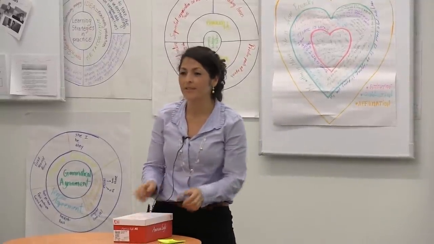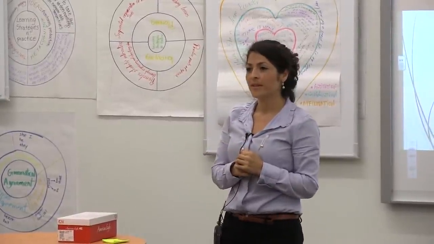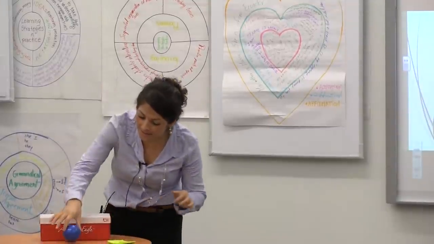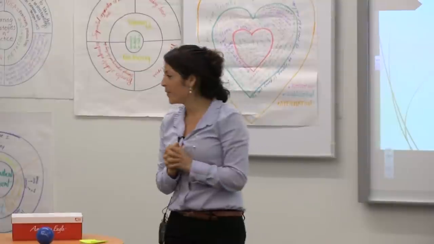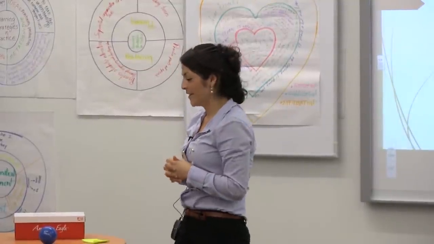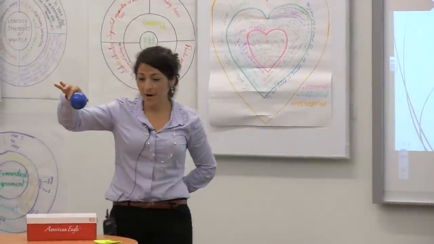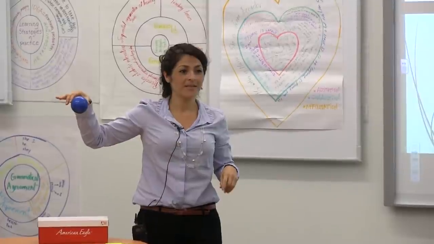Okay, the ball is in the box. Anita, can you tell me where is the ball? The ball is in the box. Very good. Okay, the ball is in front of the box. Rosalia, can you tell me where is the ball? The ball is in front of the box. Very good. Okay, the ball is above the box. Lorena, can you tell me where is the ball? The ball is above the box.